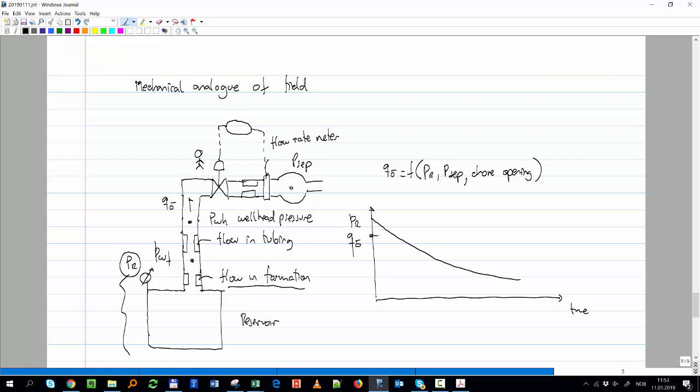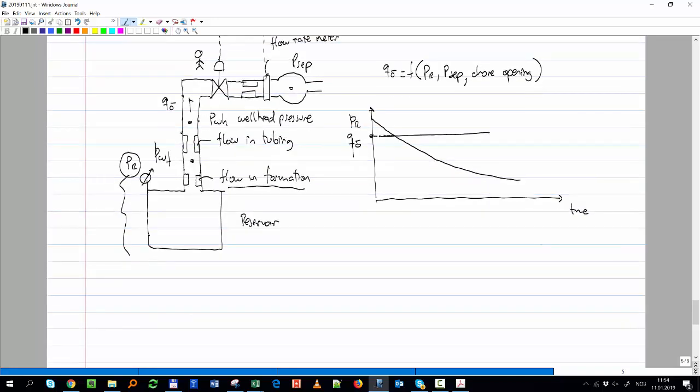To keep this rate constant, do I have to add more pressure drop or less pressure drop? If you have this system and you don't do anything, let's say you keep the choke at the same position and just leave the system go by itself, how do you think the rate will go? It simply goes down, because if the choke is open, PR goes down, and then the difference between PR and P separator becomes smaller and smaller, and you're going to get less rate with time.